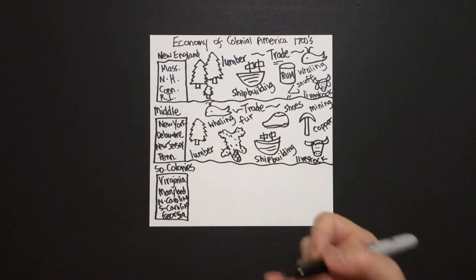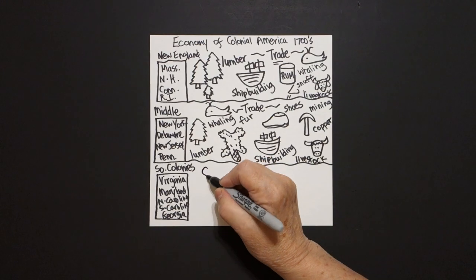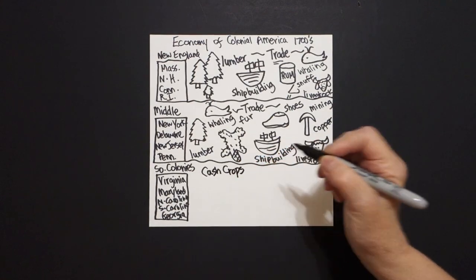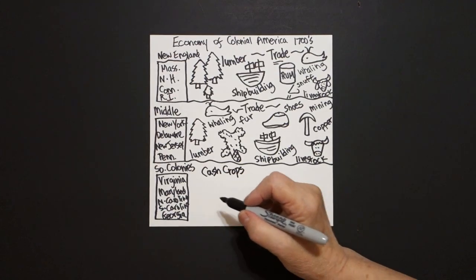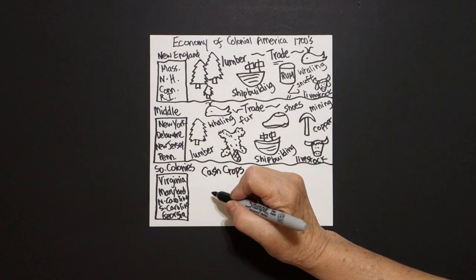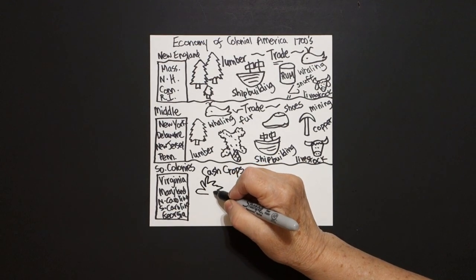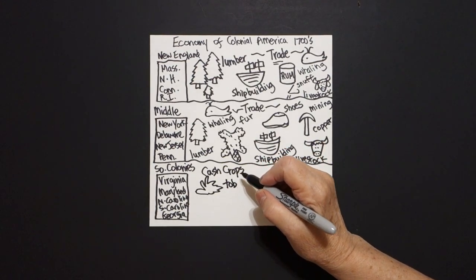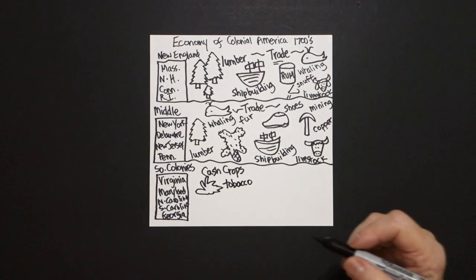Now we come to the southern colonies. All of a sudden, because of the environment, it changes. Now we have what we call cash crops. And this is part of the problem with enslaved people, because you need people to do the actual hands-on work. So we're going to do curve line, curve line, curve line, curve line, curve line. Tobacco, a cash crop. That's all you're doing. You're growing it to make money.